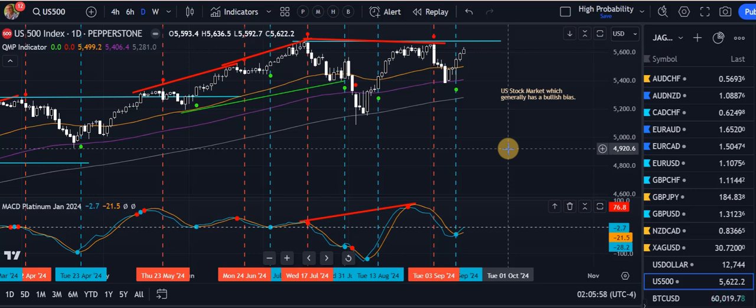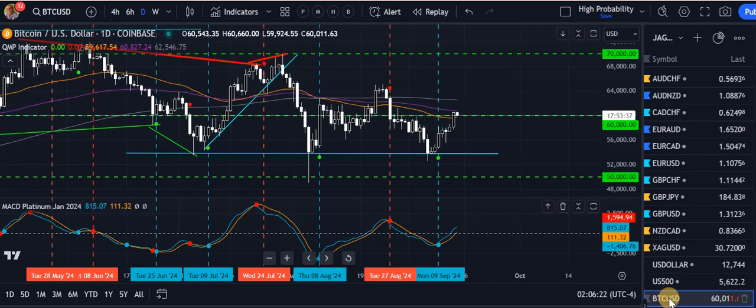Whereas Forex is different. Forex is two currencies, say for example the Euro USD. We talk about the European economy and the US economy, two giant economies, so they can go up and down. They'll never go to zero. They'll never go to infinity unless it's Armageddon. So this is the US 500 stock market, bullish buys.